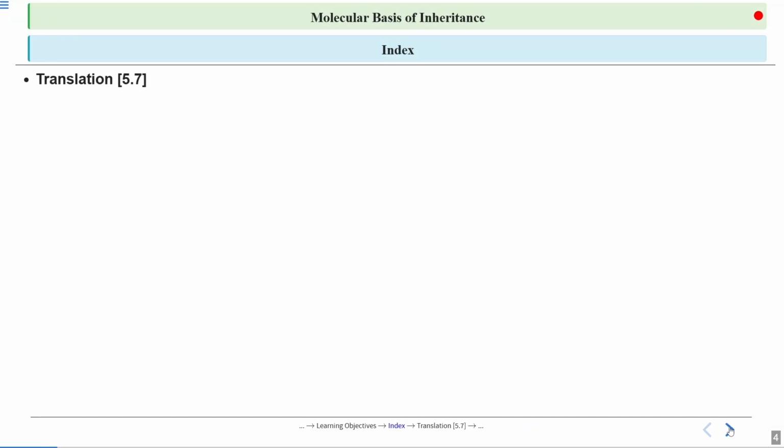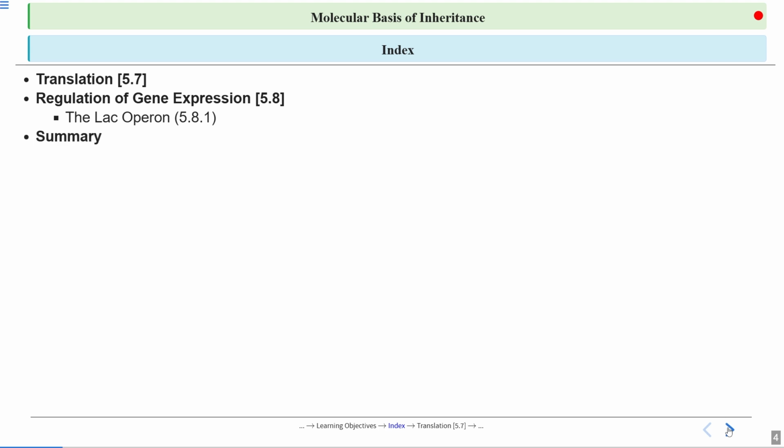So, what is going to be today's index? So, the index will look like this. First, we will cover the translation part, which is NCERT 5.7 section. Then we're going to talk about regulation of gene expression, which is the 5.8 section of NCERT. And in today's class, we're going to talk about its subsection, that is the lac operon.